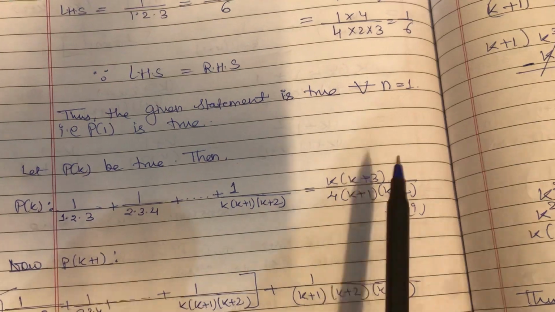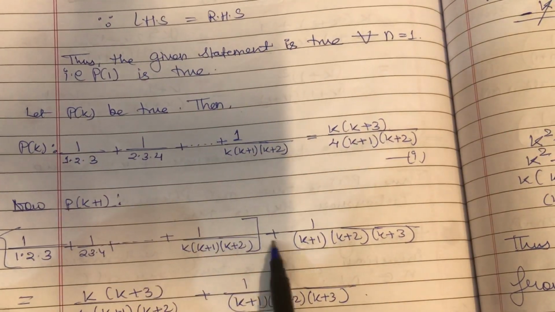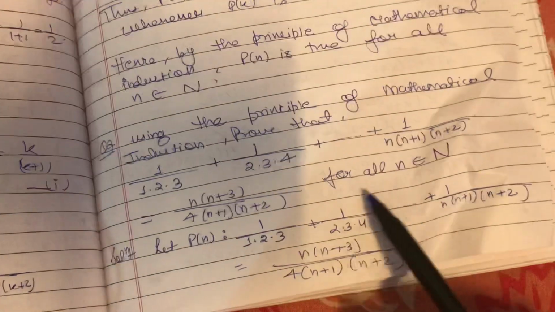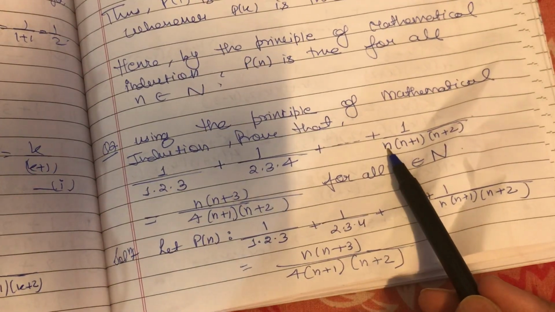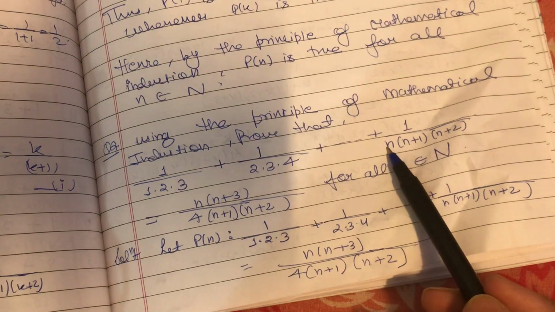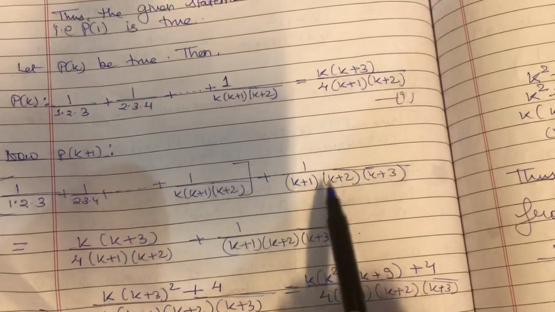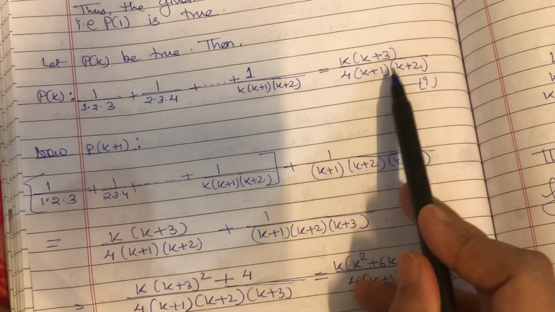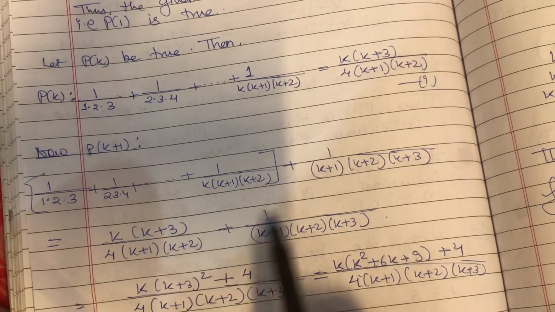So in case of Pk plus 1, first of all, whatever the equation I have for Pk, I'll write it as it is. Now as I have to find for Pk plus 1, see the main equation. I have 1 by n, n plus 1, n plus 2. So at place of n I am taking k plus 1. So it will be k plus 1 into k plus 2 into k plus 3, right? Same thing I did over here. Now at place of this I can replace this with this. So that is k into k plus 3 by 4 into k plus 1 into this and this.